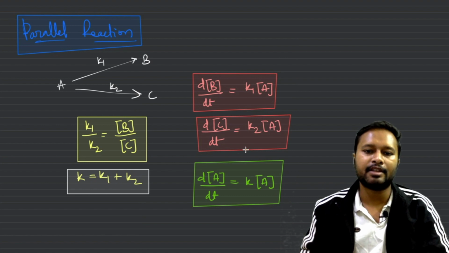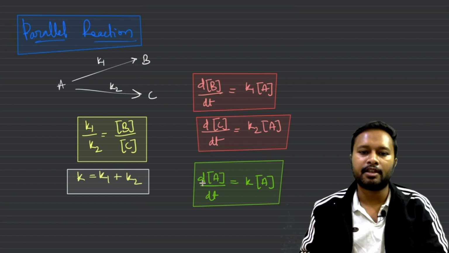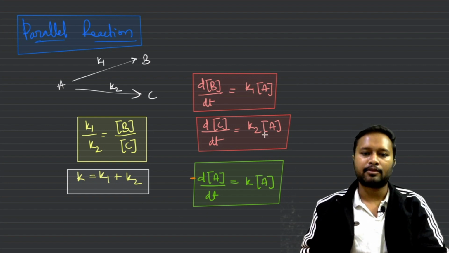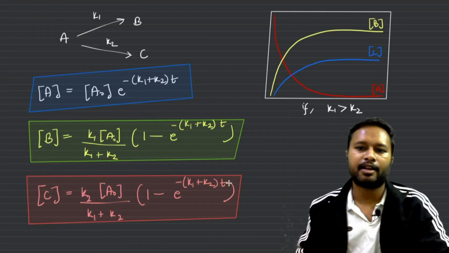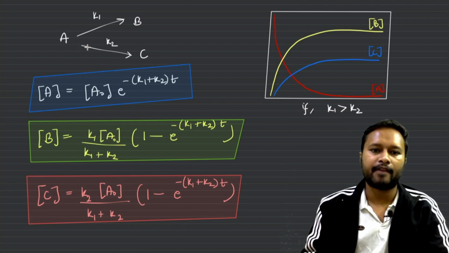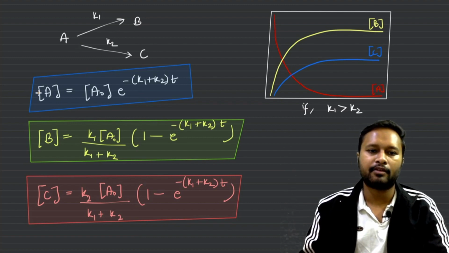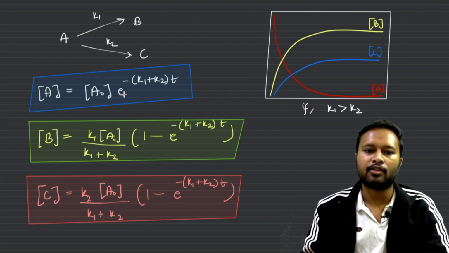The rate of formation of C, dC by dt, is equal to K2 times A, and the rate of decomposition of A, dA by dt, is equal to K, your overall rate constant, into the concentration of A. So these are some important equations. There are certain more of them: if you have this parallel reaction, the concentration of A at a certain time t can be calculated by this equation, A naught e to the power minus K1 plus K2 into T.